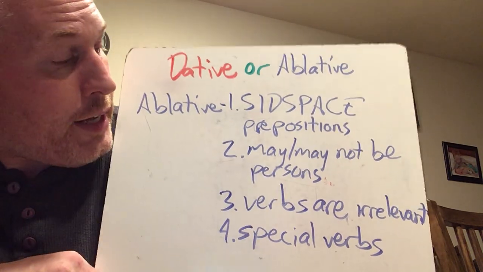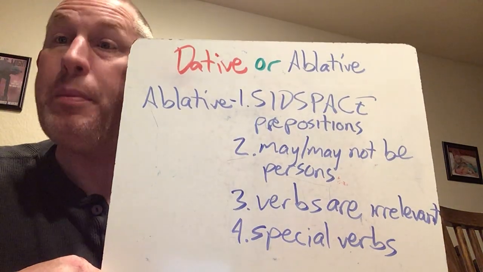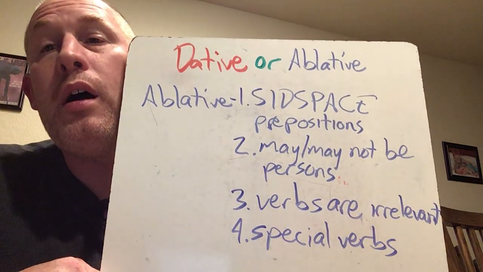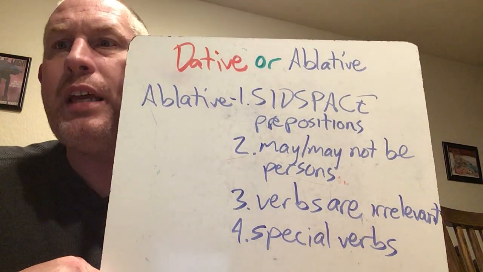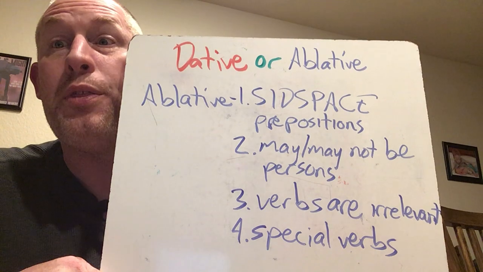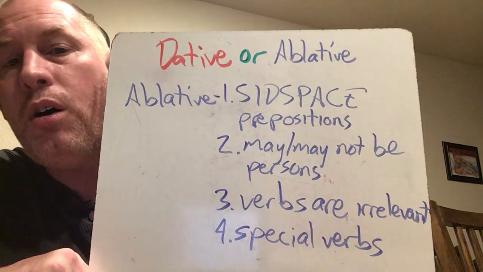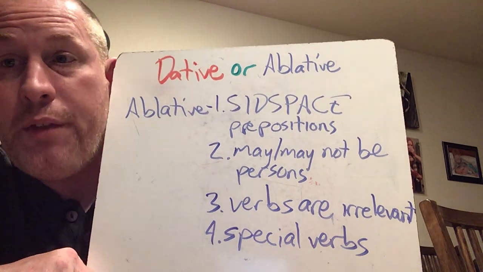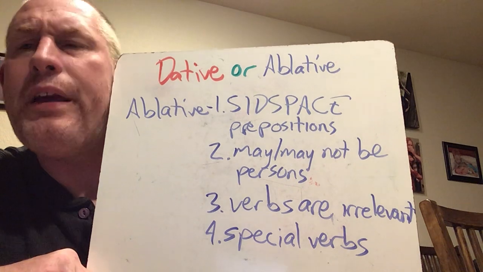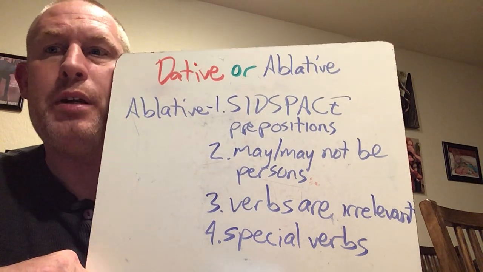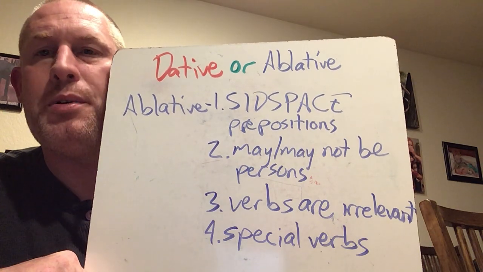Also, you'll notice that it may or may not be a person. Okay, I was smacked by my mother. That would be ablative. Or I was smacked with a beating wand. That would also be ablative. Whereas the dative, you're rarely giving something to a thing, okay? You're very often giving something to a person. Also, the verbs are irrelevant. It could be transitive, it could be intransitive, it could be linking, it doesn't matter. And there are some special verbs that do take the ablative from time to time. You'll see more of those in level 2, but I wanted to just kind of put that on your radar.